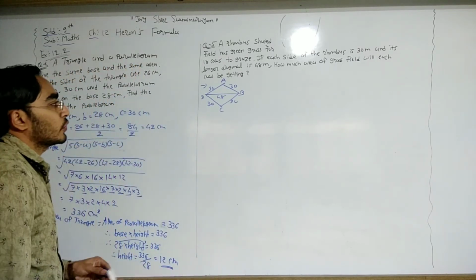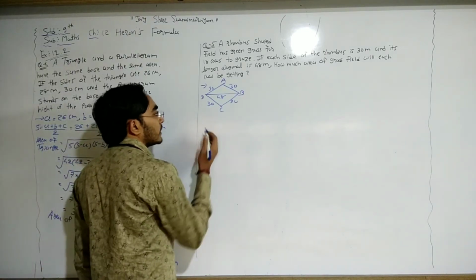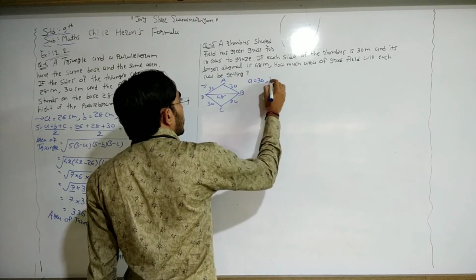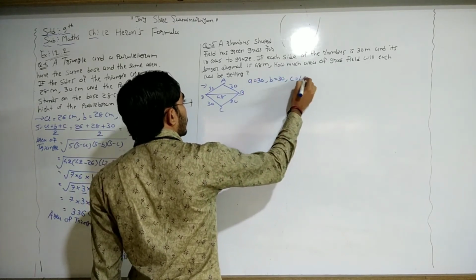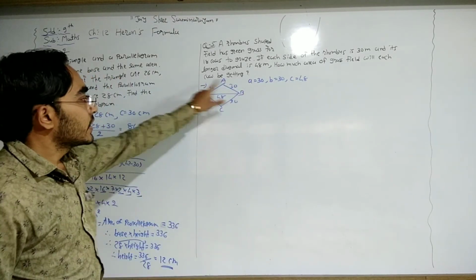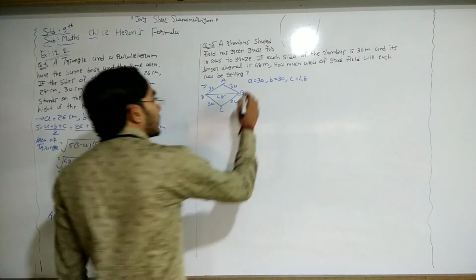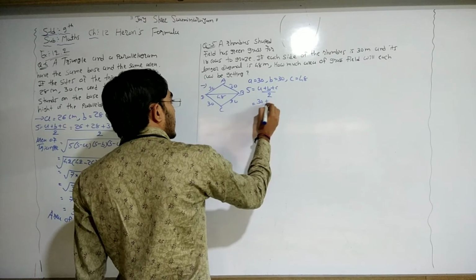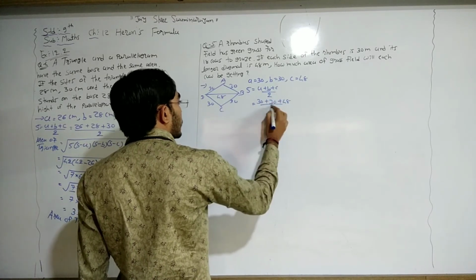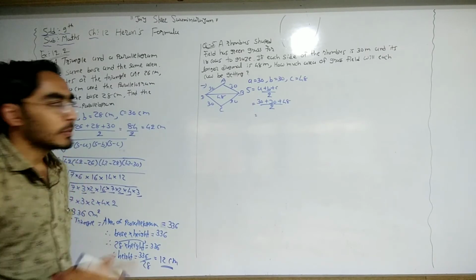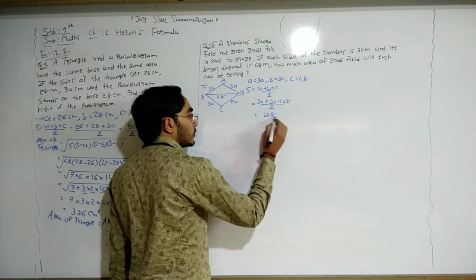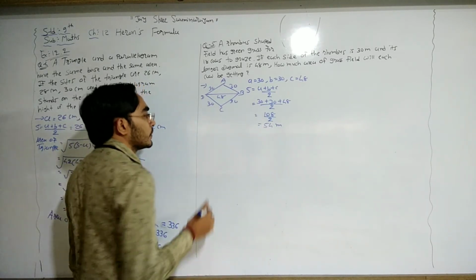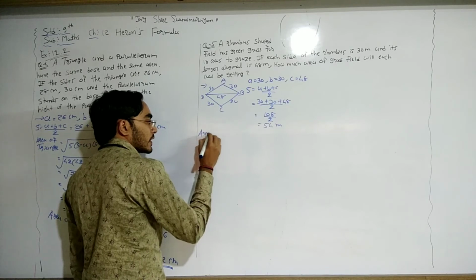So here, for one triangle, A is equal to 30, B is equal to 30 and C is equal to 48. Now the semi-perimeter S is (A plus B plus C) divided by 2. So 30 plus 30 is 60, plus 48 is 108, divided by 2, so 54 meters.